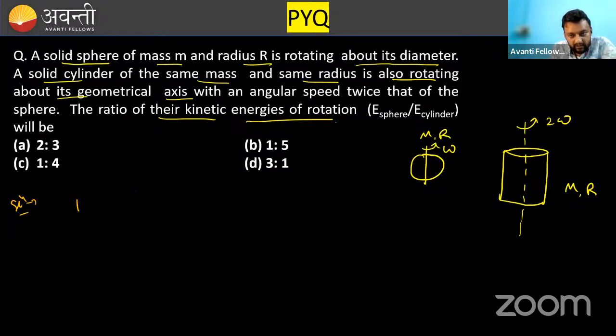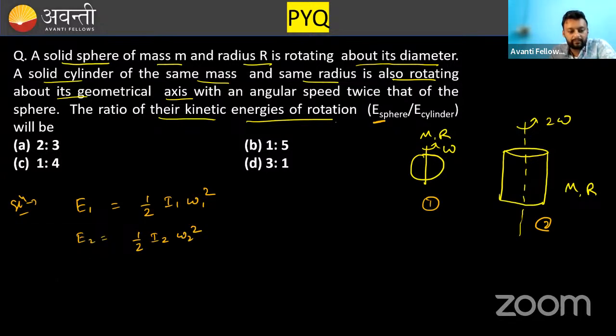Kinetic energy, they are representing it with E. Let's suppose a sphere is 1, solid cylinder is 2. So I am not going to write sphere and cylinder every time. I will use E1 and E2. 1 is for sphere, 2 is for cylinder. So E1, or energy, is what? Half I1 omega 1 square. E2 is what? Half I2 omega 2 square.